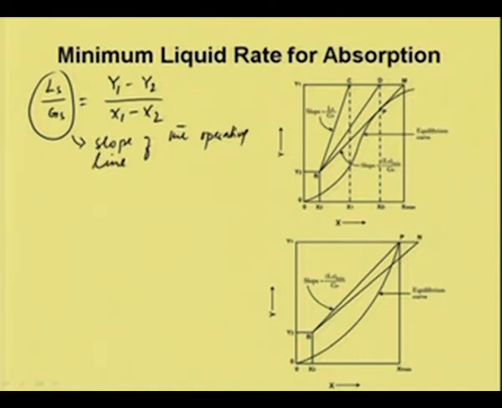Now, we know the terminal points Y2, X2, and we know the slope of the operating line, and we can plot this operating line, which will cut the Y1 line, so that we can obtain X1. So, this is the XY diagram.